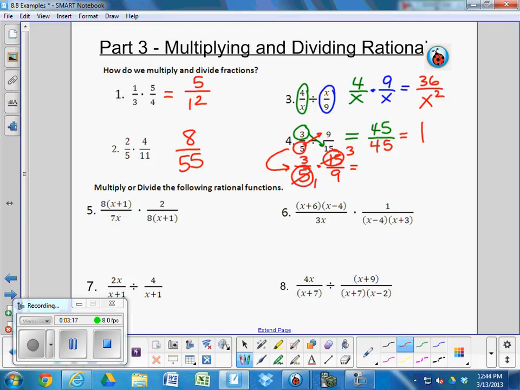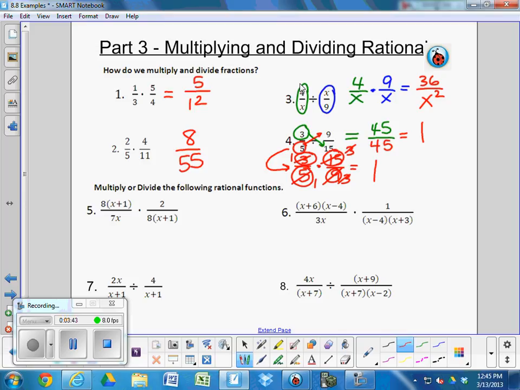Similarly, can the 3 and the 9 cancel? Yeah, 3 goes into 3 once, and 3 goes into 9 3 times. So we have 1 times 3 over 1 times 3. The 3 over 3 cancels as well, and you just have 1. So that concept of canceling will come in handy when you go to do something like number 5.